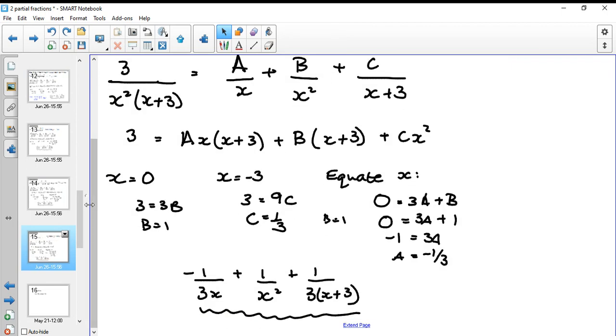There's my solution. So I've got a over x, b over x squared. The x squared is the repeated factor there. Okay, this one we've got 2 fractional answers. So remember, if you've got a fractional answer, the denominator of the fraction goes on the bottom. So instead of writing minus 1/3 over x, I've written it as minus 1 over 3x and so on.